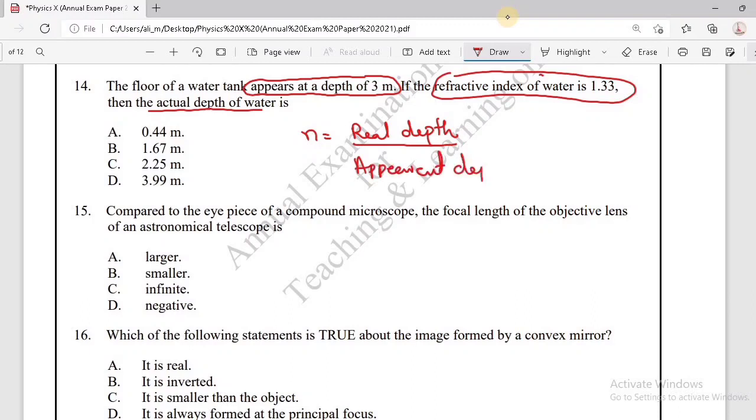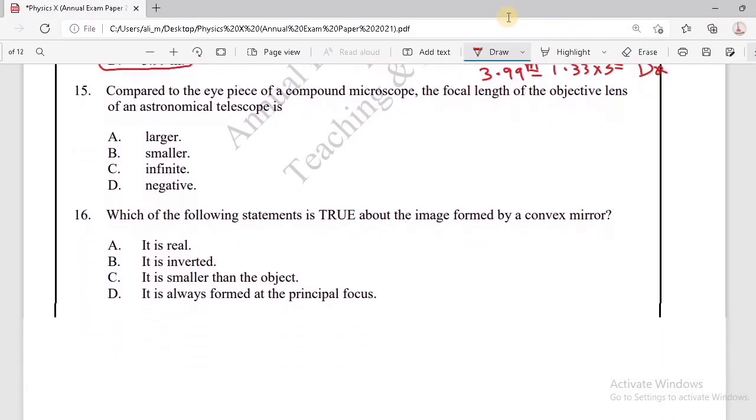So let's substitute the formula. Refractive index is 1.33, which equals real depth over apparent depth. We have to find the real depth, and the apparent depth is 3. So real depth will be equal to 1.33 multiplied by 3. So for question number 14, the correct answer will be 3.99 meters, that is in option D. So option D is the right answer.